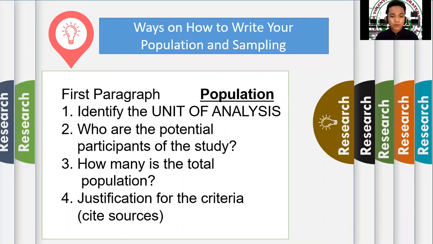How many is the total population? How big is the population? If it is 1,000, you really have to get a sample size. And later in the presentation, I will teach you how to get the sample size as easily as possible. And then lastly, justify the criteria.